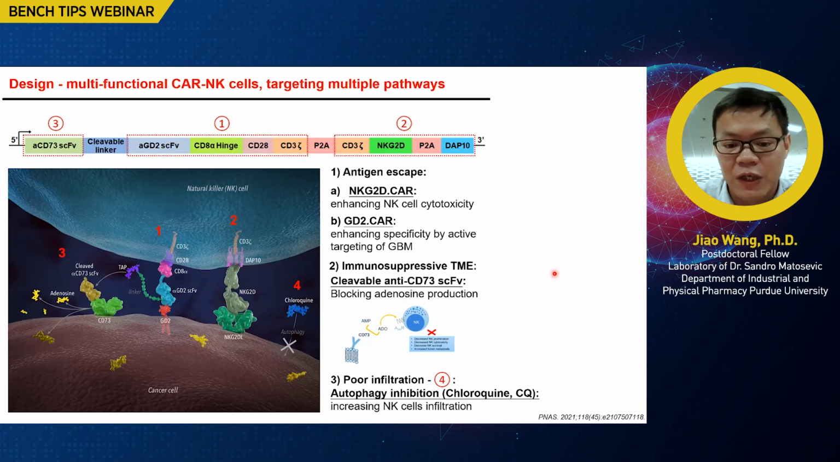To increase infiltration of the NK cells, here we introduce another part, which is a small molecule treatment called chloroquine, which can target the autophagy pathway in GBM, so that it can increase NK cell infiltration.